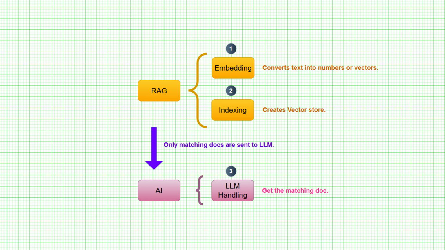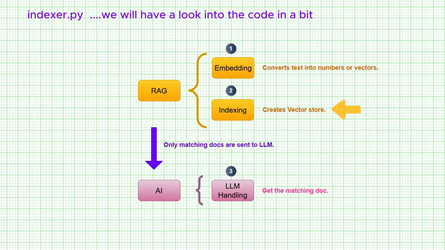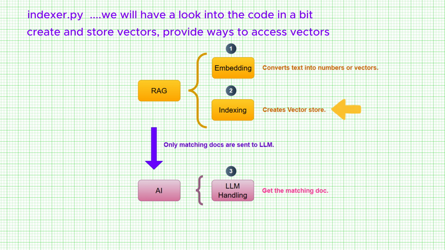Number two component of a RAG-based AI application is indexing. In our project, the module is indexer.py. Now, as we have embeddings, meaning we know how to convert the text into vectors or numbers, now we need to trigger the embedding method we defined, efficiently store the vectors, and provide a way to search through them. That's where the indexer comes into the picture.